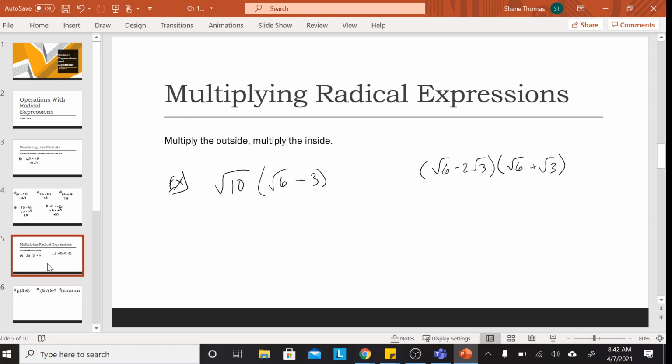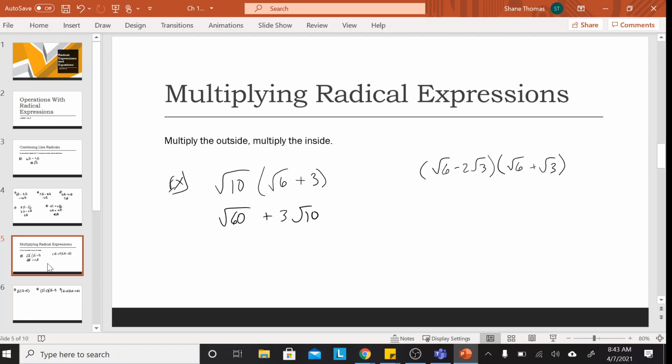Okay, next one. Multiplying radical expressions. Anytime you're multiplying radical expressions, multiply the outside, multiply the inside. I have 2 up here on the screen. One is distribution. One is foiling. Remember, multiply the outsides, multiply the insides. So, when I start this first one, I have root 10. I distribute it through to a root 6 and a 3. Root 10 and root 6, I just have insides, correct? So I multiply the insides, what's 10 times 6? Root 60. Multiply root 10 times 3, I have what?